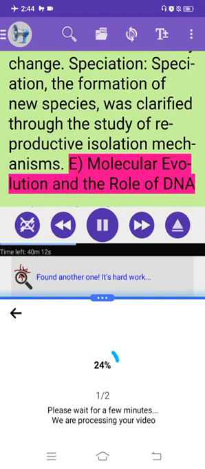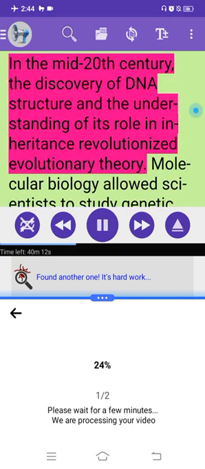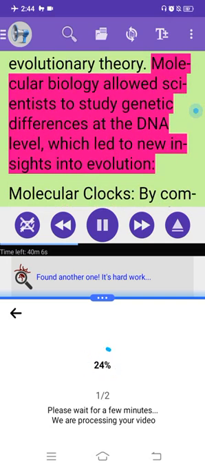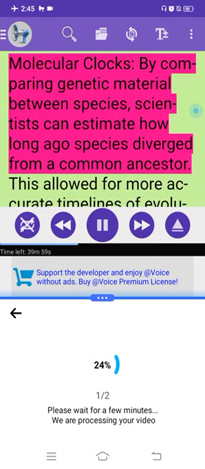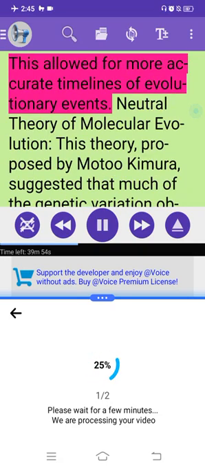Molecular evolution and the role of DNA. In the mid-20th century, the discovery of DNA structure and the understanding of its role in inheritance revolutionized evolutionary theory. Molecular biology allowed scientists to study genetic differences at the DNA level, which led to new insights into evolution. Molecular clocks: by comparing genetic material between species, scientists can estimate how long ago species diverged from a common ancestor. This allowed for more accurate timelines of evolutionary events.